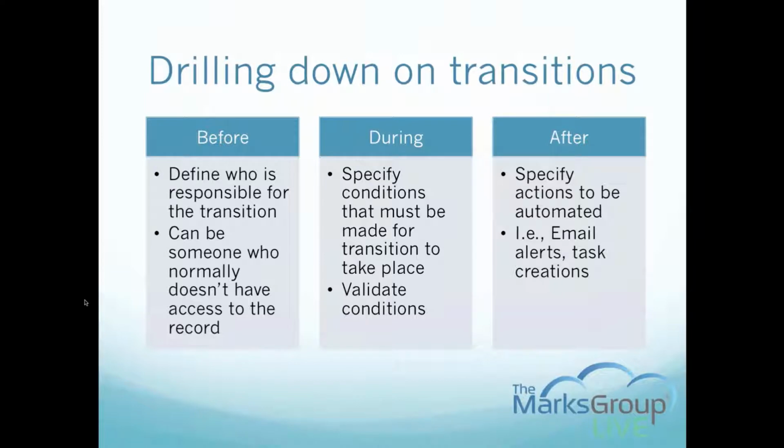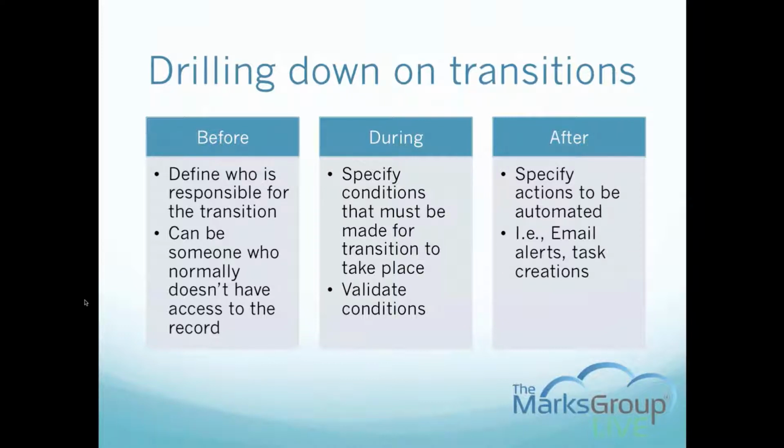So now just drilling down a little bit more on transitions, what you're going to see is that there's certain actions you can take before the transition, during the transition, or after the transition. So before the transition, the most important thing you could possibly do is define who's responsible for it. If you are the one who has access to that record, but you need an action to be taken by someone else who's using Zoho, who may not have access to the record, you can make an action before the transition that will actually transfer that record for a specific action to another user.